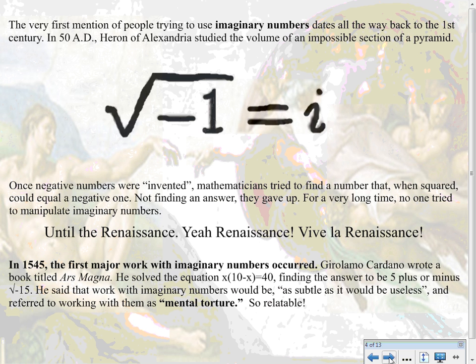In the mid-1500s, Girolamo Cardano wrote a book titled Ars Magna, and he solved an equation that if you just multiplied this through would look more like a regular quadratic, and he found the answer to be 5 plus or minus the square root of -15. And instead of just throwing out the answer, he worked with square roots of negative numbers, although he did say that his work would be as subtle as it would be useless, and referred to working with these numbers as mental torture. Can you believe it?